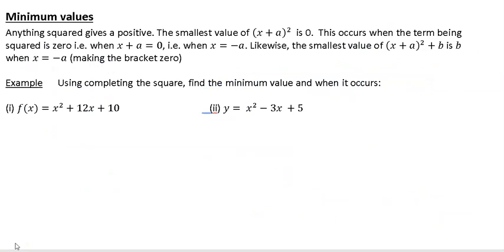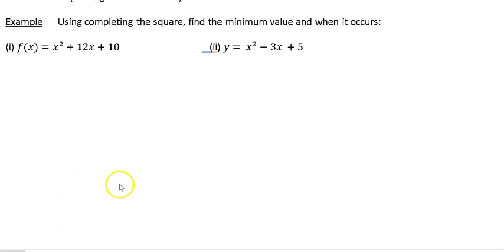We're going to see now how completing the square method can be used to find the minimum values in quadratic expressions. So we're going to jump straight to the answers here and get started. So it says here, using completing the square, find the minimum value and when it occurs. So the first thing we want to do is we want to rewrite this using completing the square.